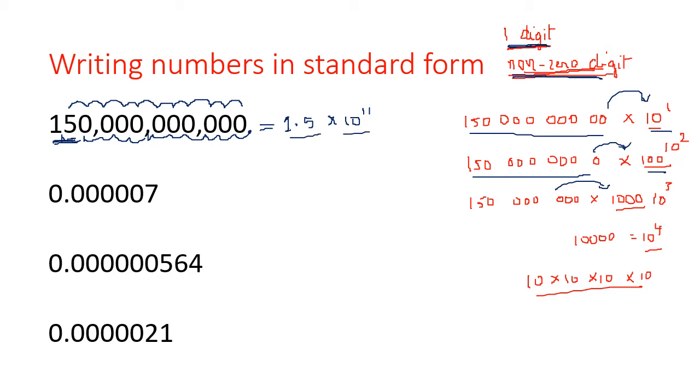In the same way, in the second sum we have a one-digit number which is non-zero, only 1. So the decimal point should come after this. So actually how is this sum done? This sum is done like this.